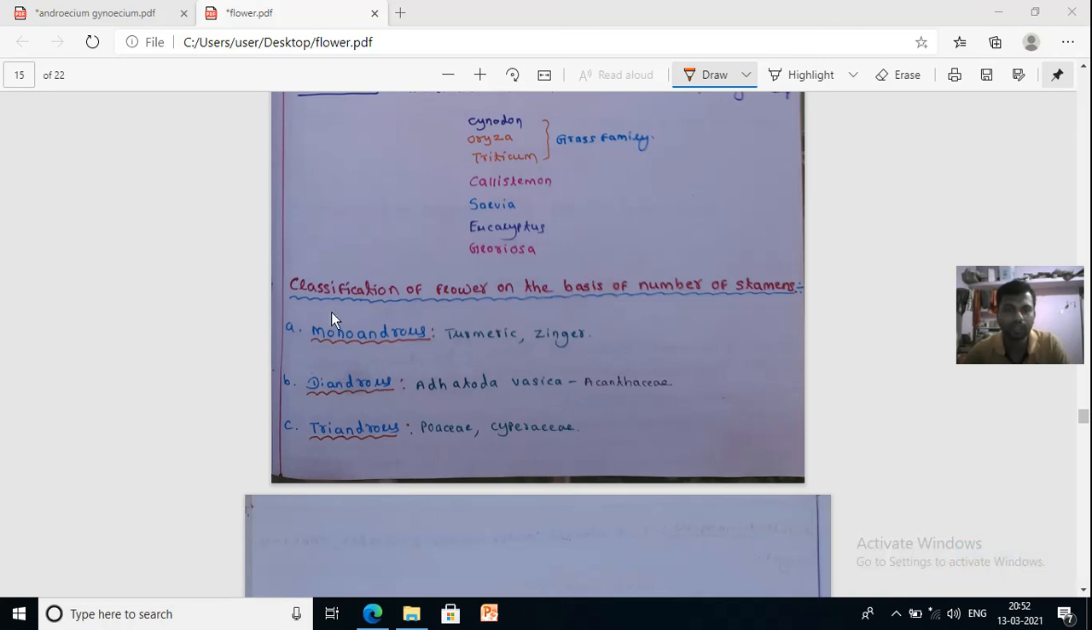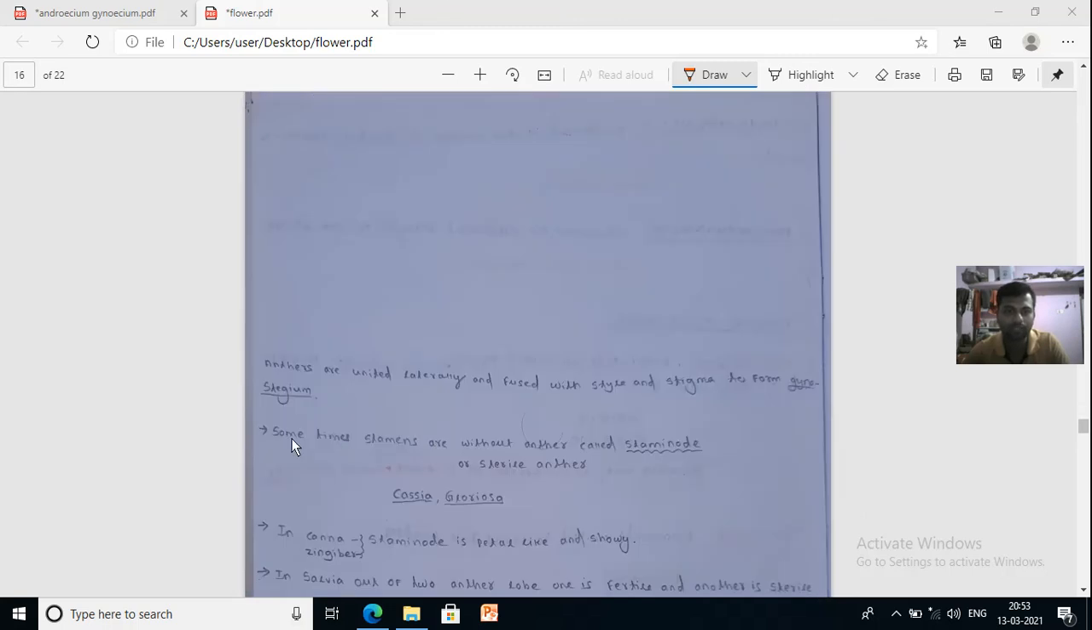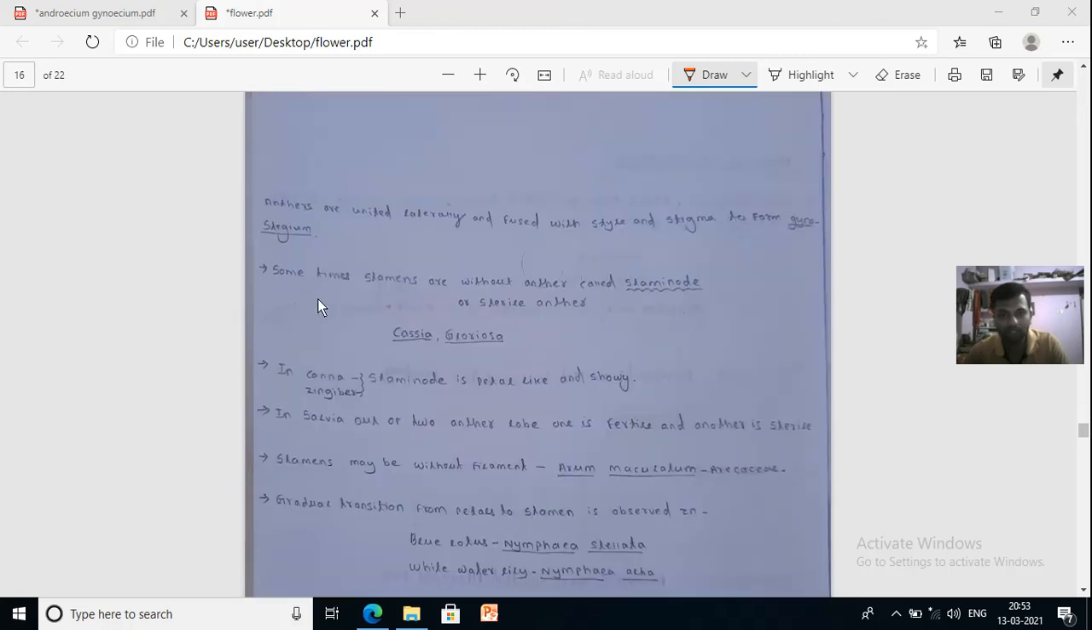Now come to classification of flower on the basis of number of stamens. Monoandrous is found in turmeric and ginger, diandrous in Adhatoda vasica, triandrous in Poaceae and Cyperaceae. Look at the points that I have written here, they are very important. The anthers are united laterally and fused with the styles and stigma to form the gynostegium condition. Already we have discussed this in the Orchidaceae.